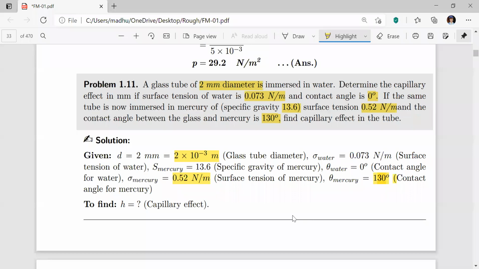What do I have to find out here? He is asking for the capillary effect. So capillary effect means either capillary rise or capillary fall. He is not giving any hints here whether it is a rise or fall. He is telling capillary effect. Capillary effect means it may be capillary rise or capillary fall. That we have to find out. That is, the h value for both cases I have to find out.